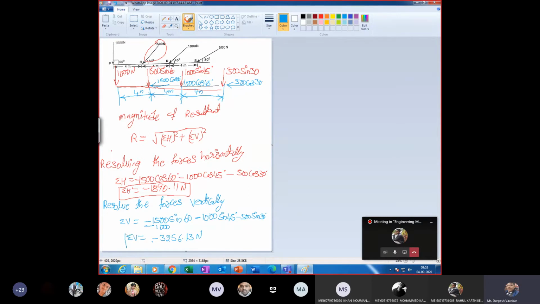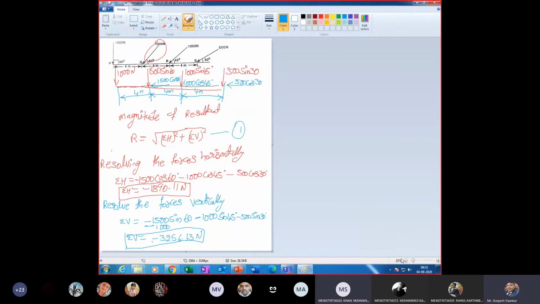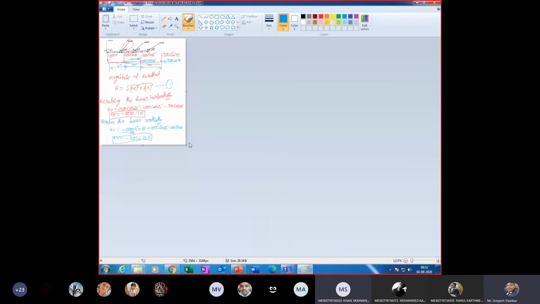Is it clear to you? Yes, sir. No doubt? No, sir. Now substitute this sigma V value in this equation. Let us take this as equation number 1. Because we have the sigma H value and the sigma V value, then what will we get, ma'am? We will get the magnitude of the resultant. Very good.